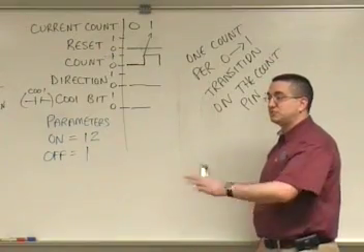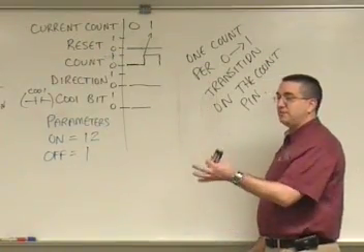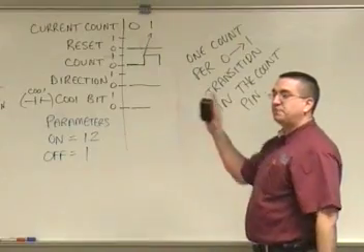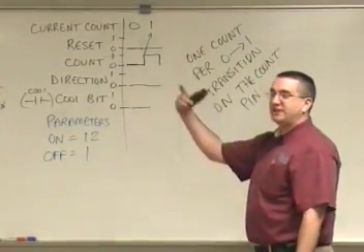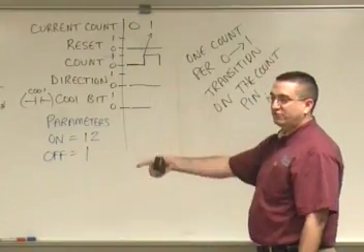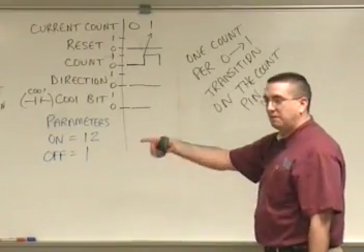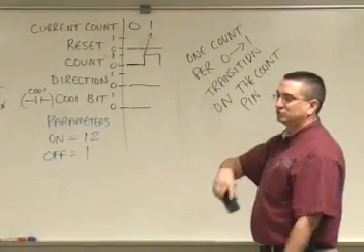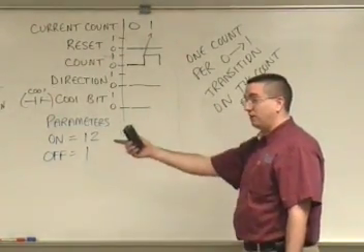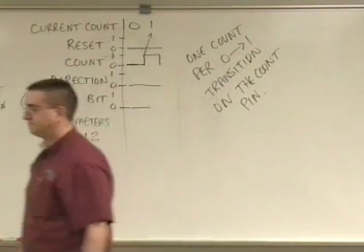It could be my system run bit, my M1 contact, feeding that counter. And I'm tracking how many times the system has been energized and de-energized. Every time it gets energized, it's going to count by 1, every time that M1 bit turns on. And when it turns off, it's going to get ready to count another 1. So that's what it's going to do.